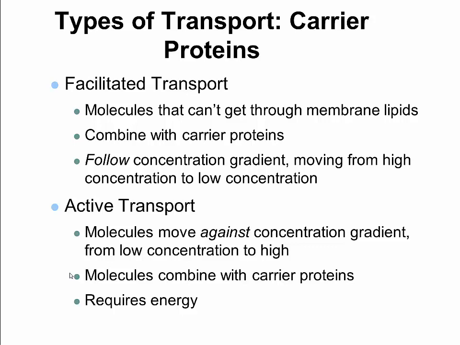Facilitated transport occurs when you have a molecule that wants to go down a concentration gradient, in other words, from an area of high concentration to low concentration, but for one reason or another, and those two reasons will be size and charge, they cannot make their way through the membrane on their own. Therefore, we have a carrier protein that binds to them on one side and dumps them off on the other side, allowing them to move down their concentration gradient.